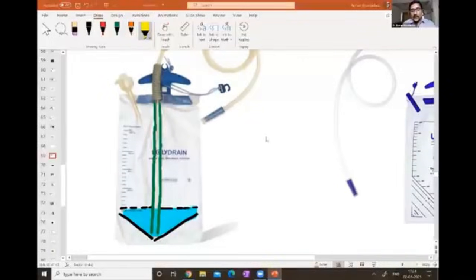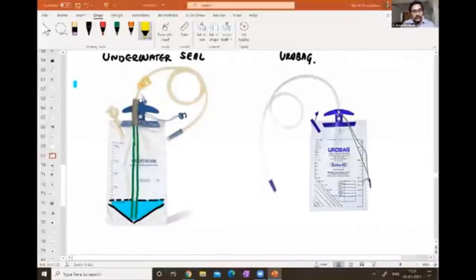If you can differentiate between these two images, if the difference is clear to you, please give me a thumbs up in the chat box. This is an important question for your exam.